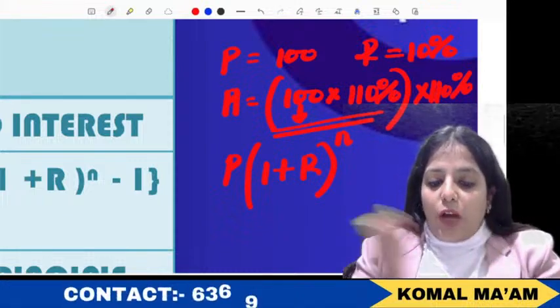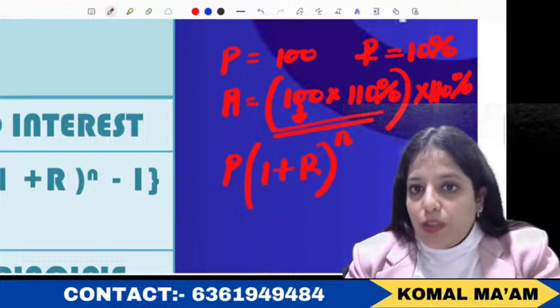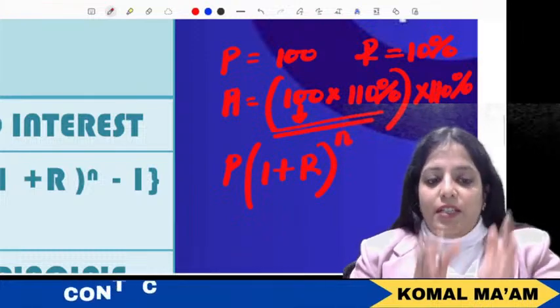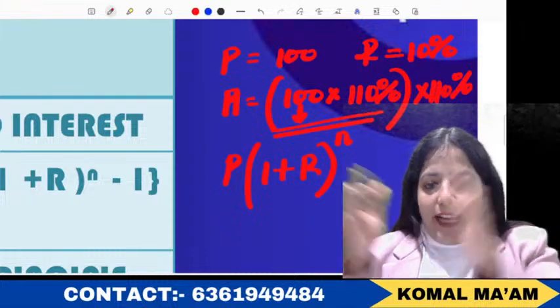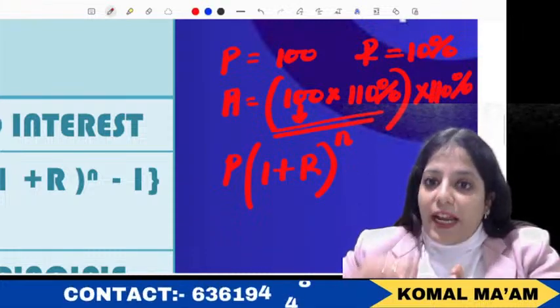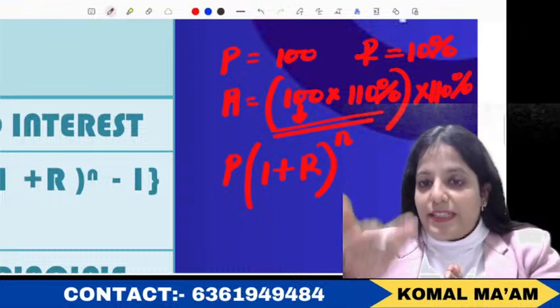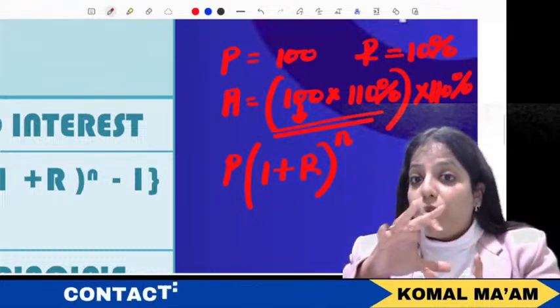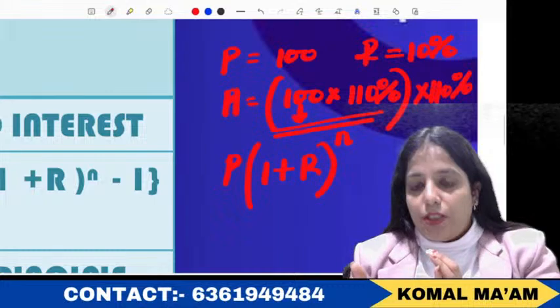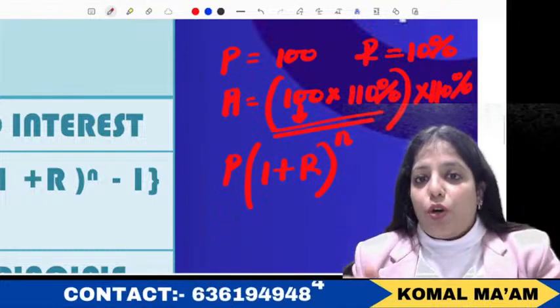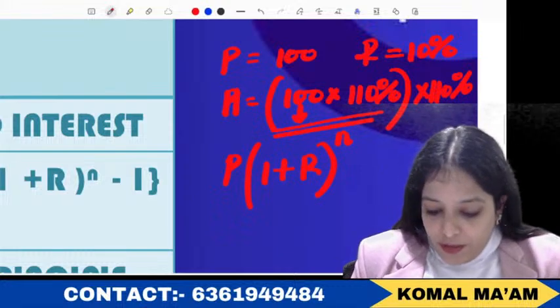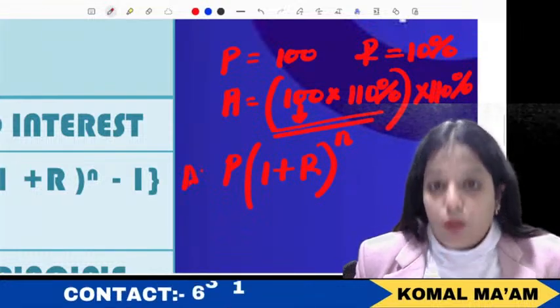So how did you arrive at the amount at the end of the first year? 100 into 110%, that acted as the amount. Then on that you will again earn interest at the rate of 10%. So the amount will become again 110% of the amount at the end of year 1. This way the formula of the amount is derived. So this is basically the formula of amount.